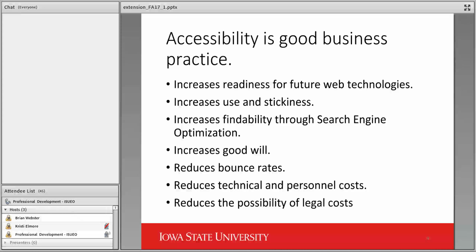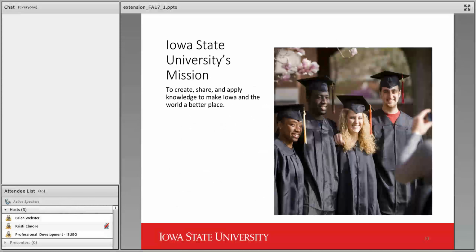It reduces technical and personnel costs because it reduces costs as you move forward with content that is inaccessible. You may be impacted by costs that you didn't expect or plan for, even legal costs.